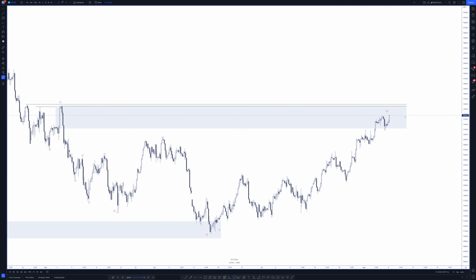Anyways, this is our new structure range on the 4 hour. It's kind of as such, right? At which point we break up. We start to pull back.